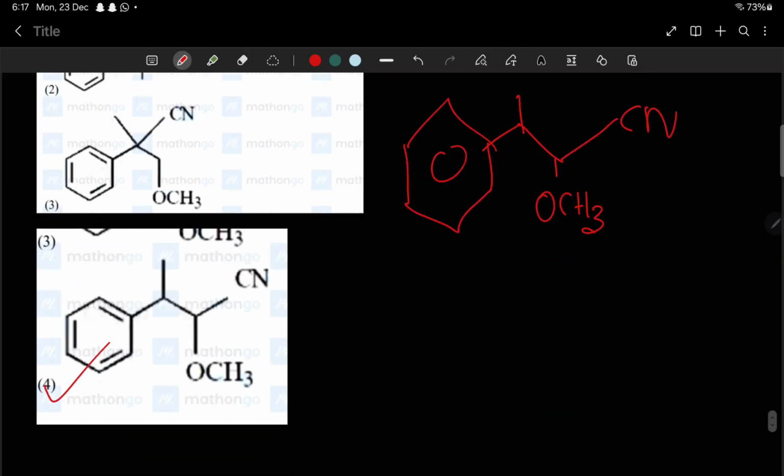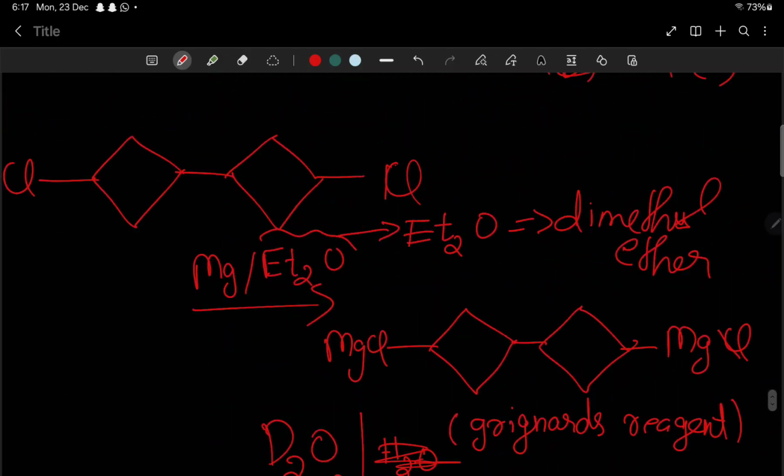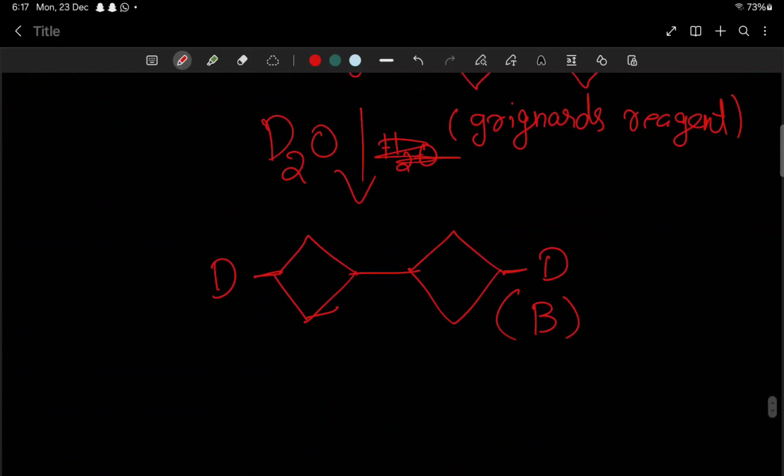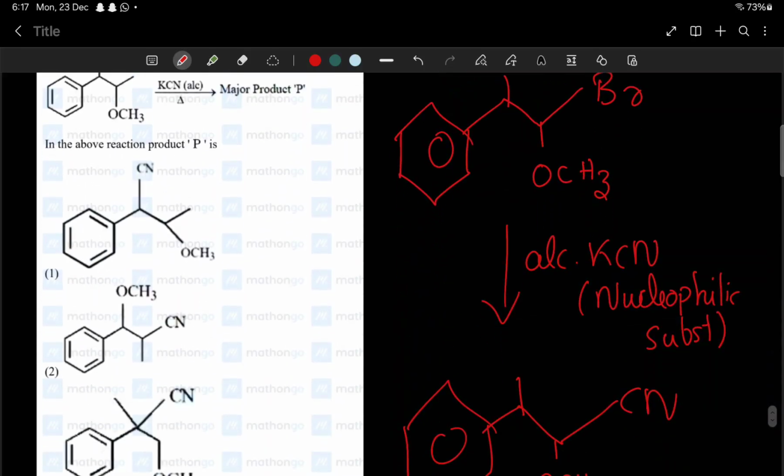Option 4. Yes. By this, the questions from the chapter Haloalkanes and Haloarenes of 2020 paper come to an end. This session was very short. The previous session was long. The session was short enough because questions asked in April were simple compared to January shift.